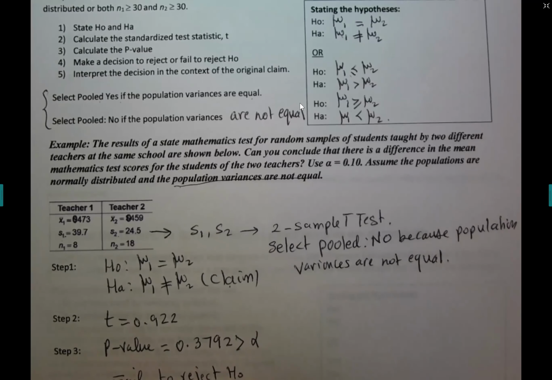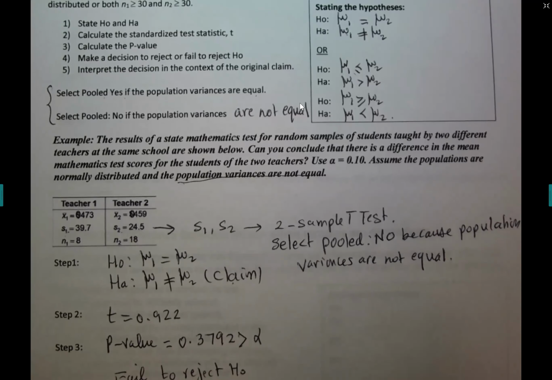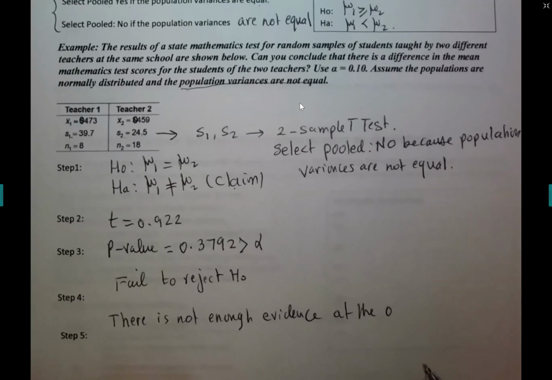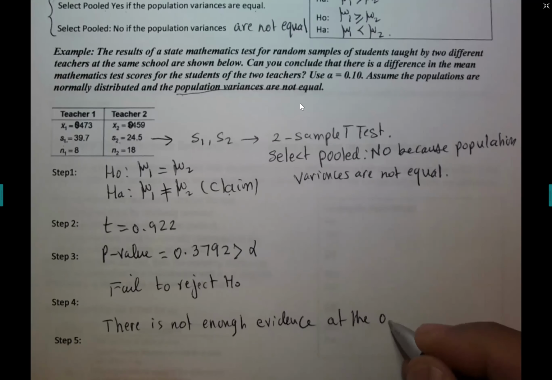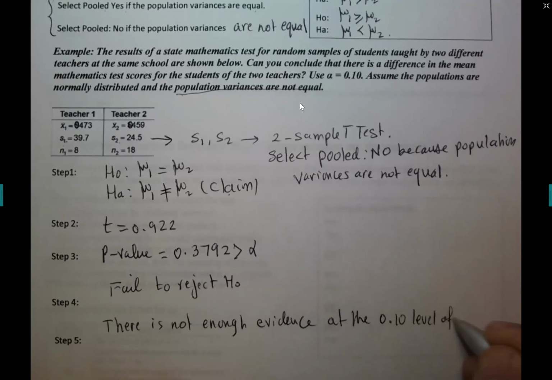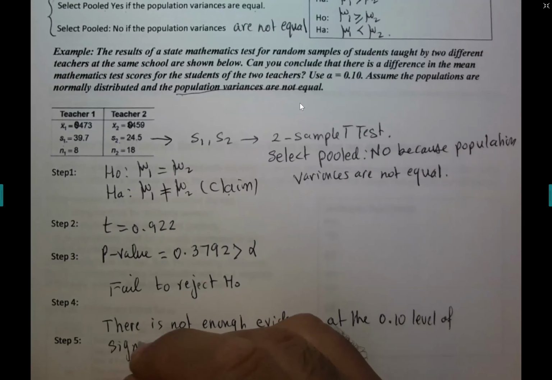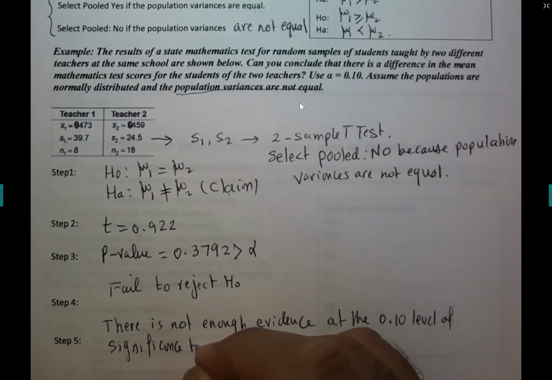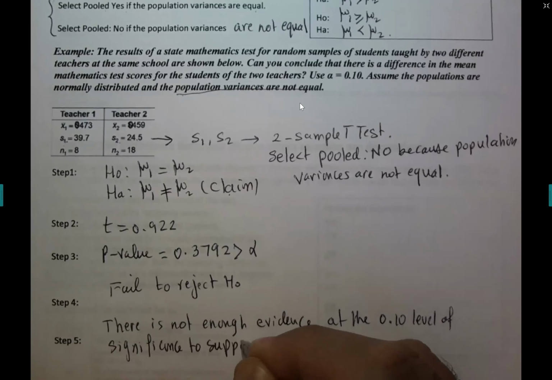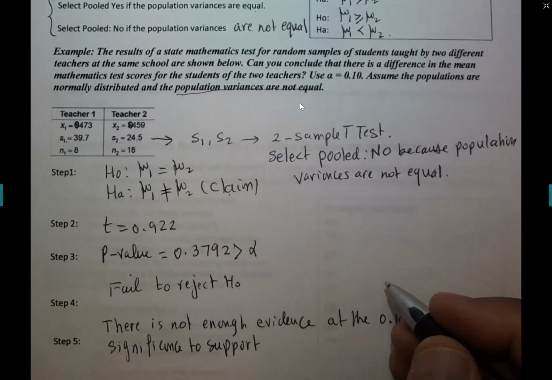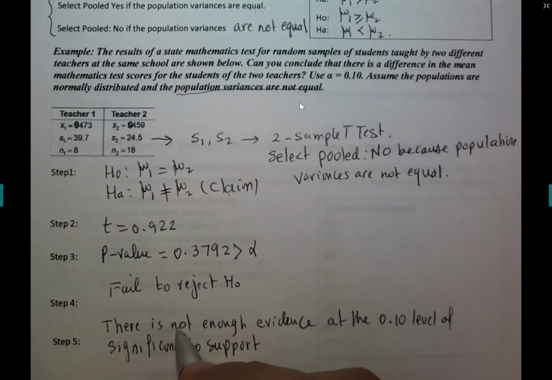There is not enough evidence at the 0.10 level of significance to support. I just put those problems together; I didn't intend for all to be fail to reject H0. You have to use the word support when the claim is in HA. Either you say support or cannot support. Here, cannot support the claim.